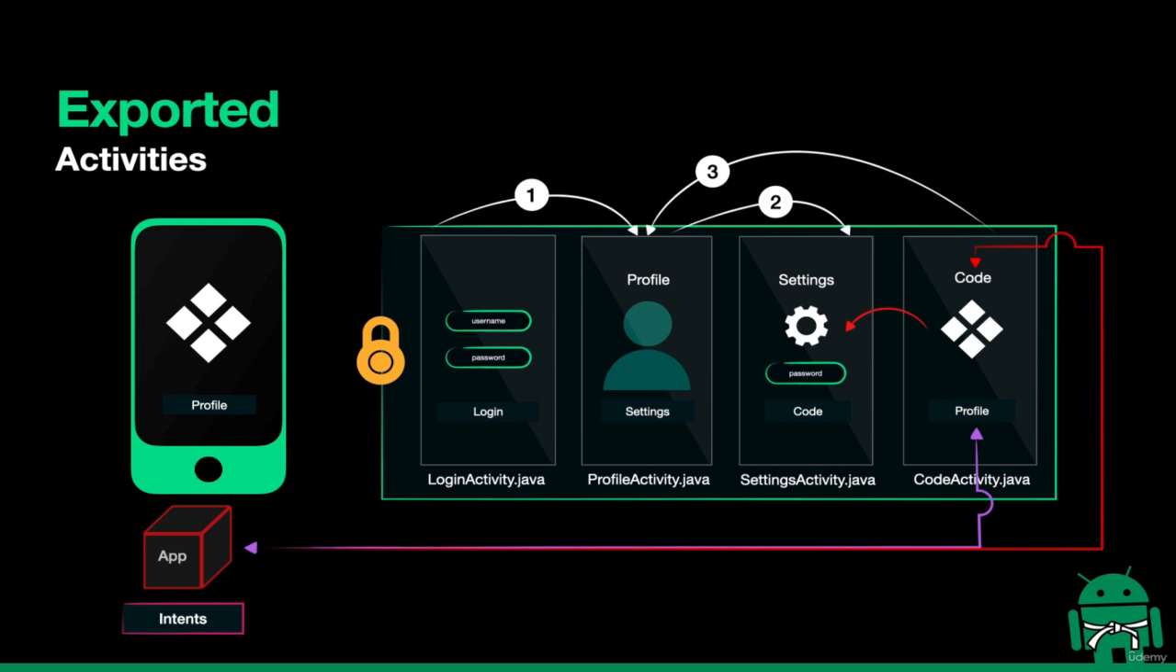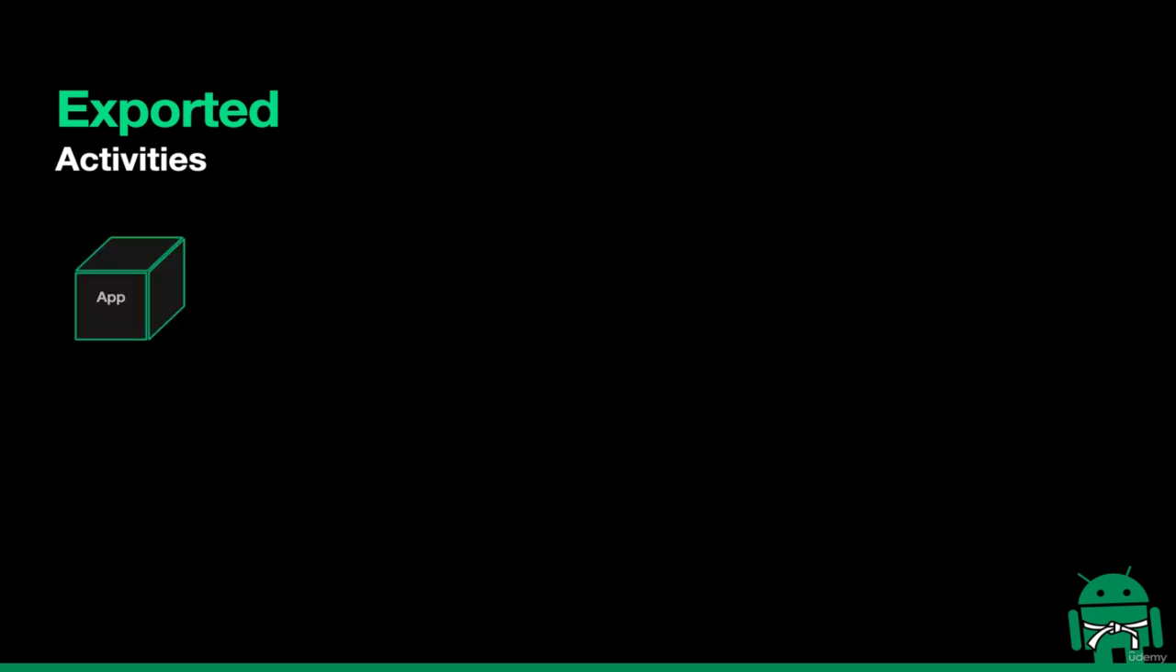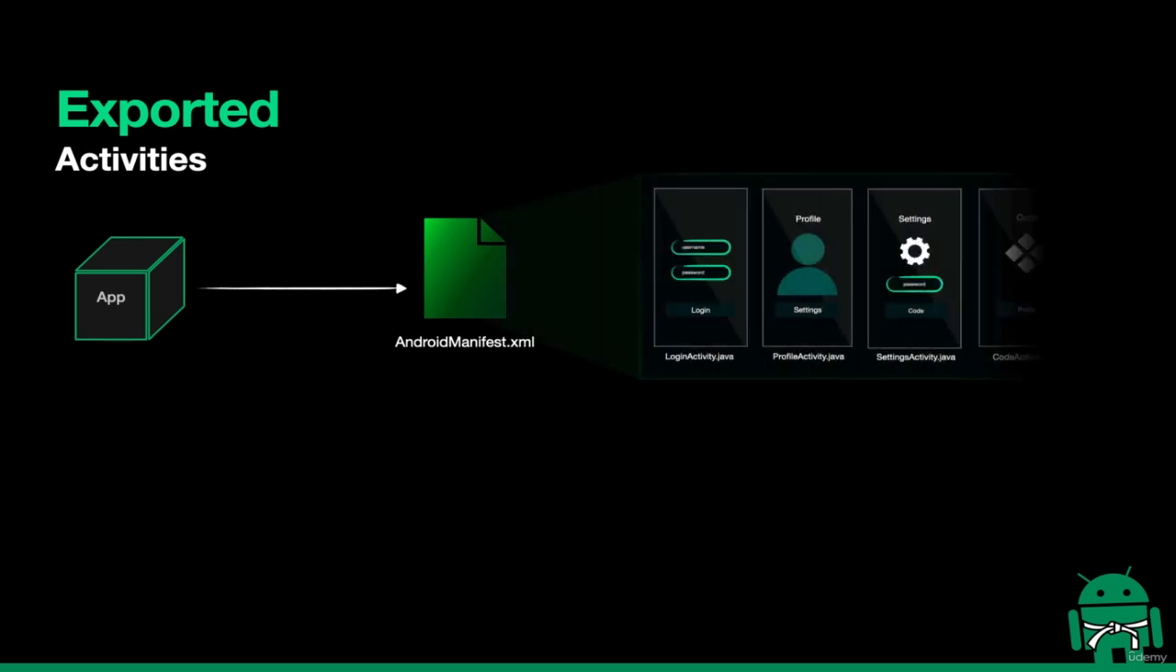So where do we have to search to get this information if an activity has been exported or not? And the answer for this is in the Android manifest XML. This configuration file has all the information about our activities. If we are creating an activity, there will be an entry for this activity in the Android manifest XML.